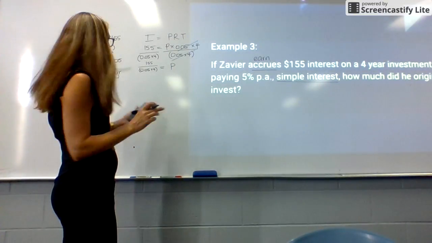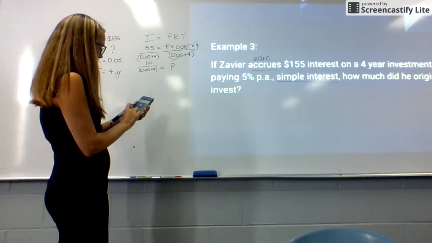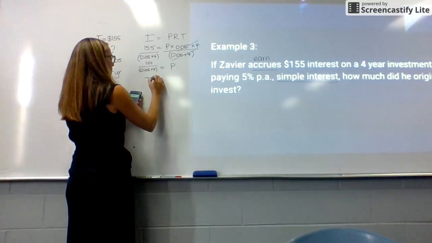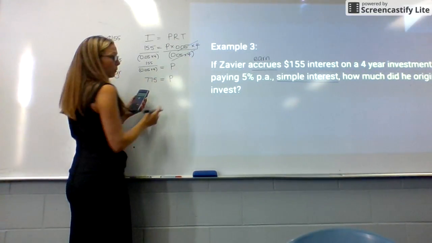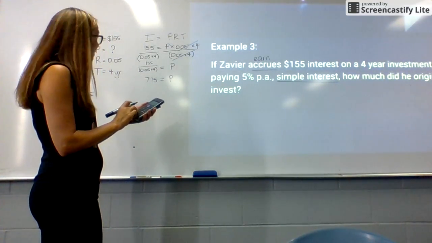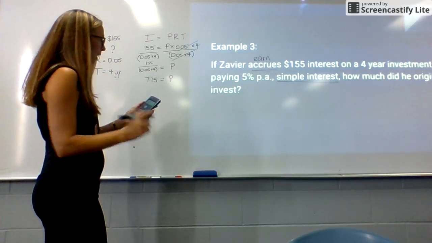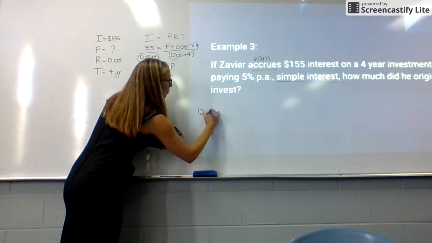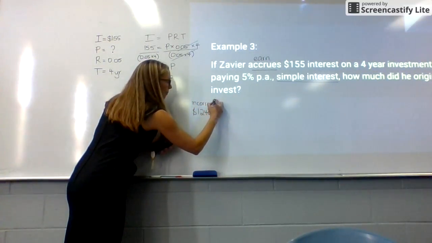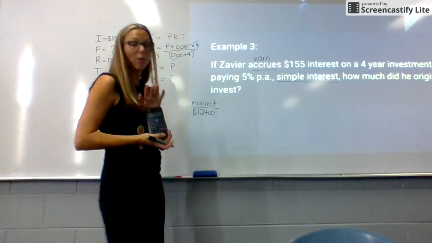If you do it correctly, you should get 775 is equal to the principal. If you forget the brackets, the answer that you would have gotten is $1,204. So this was the incorrect answer. Okay? And the reason it's incorrect is because your calculator is following BODMAS.